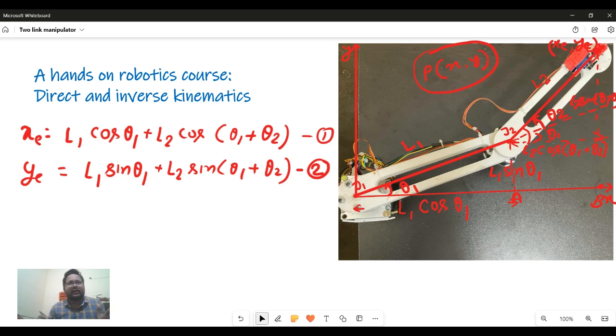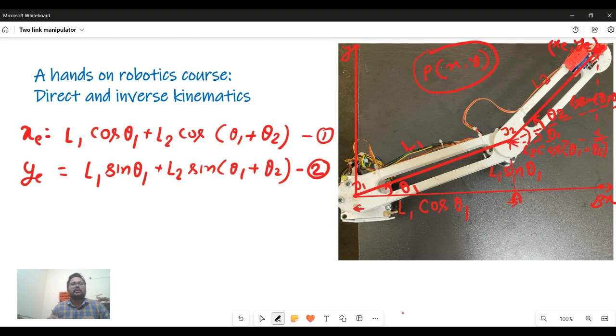So as you can see, for given theta 1 and theta 2, we can find out XE, YE, in the sense the point corresponding to the end effector. Okay. So this can be found out. This is direct kinematics, and this is very simple compared to inverse kinematics.